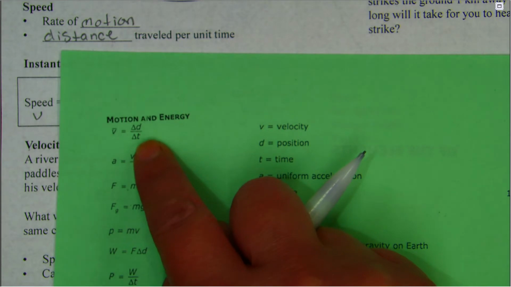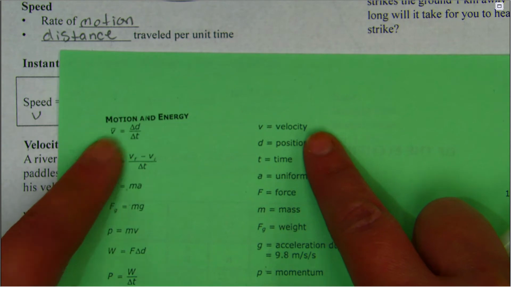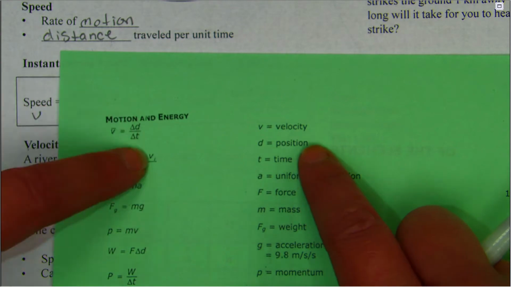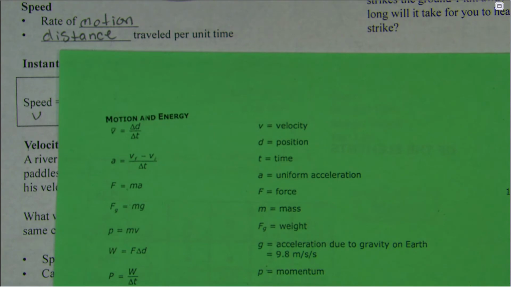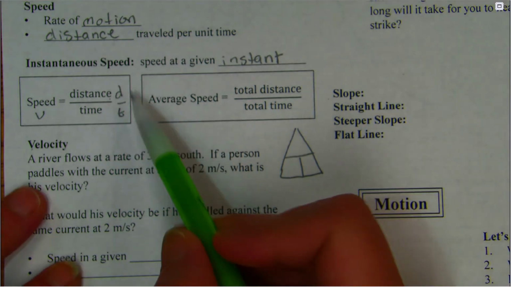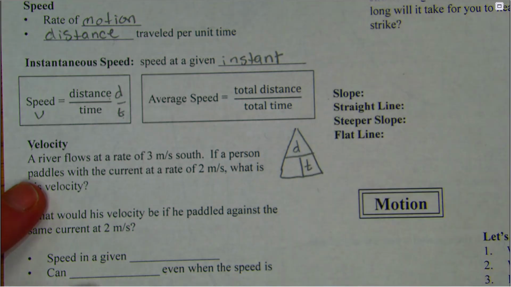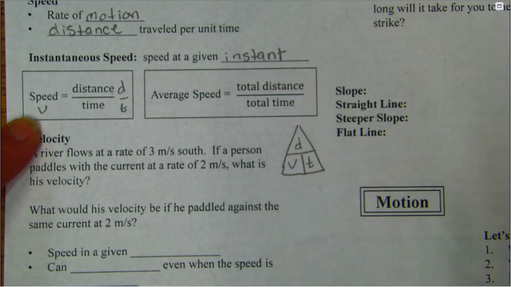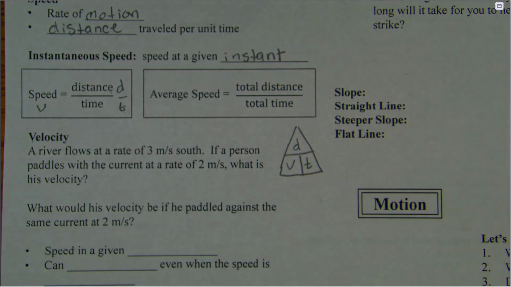This is the very first equation on your reference table, and you'll notice it's also defined for you. V is velocity, D is distance or position, and T is time. And this triangle simply means a change in, so the change overall. Since distance is divided by time, we put a D on top and a T on bottom. What's left over is my speed or my velocity, so I fill that in. So here's my triangle for when we go to solve some problems.